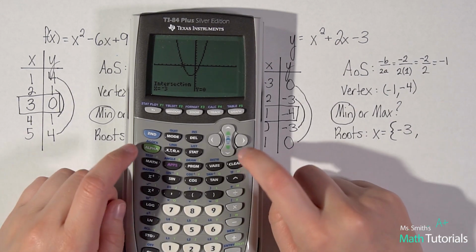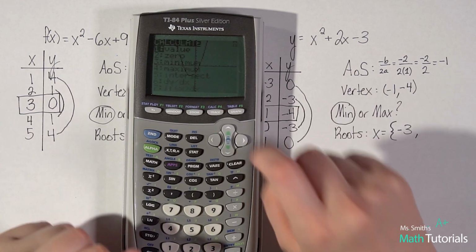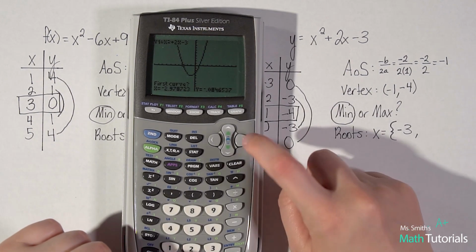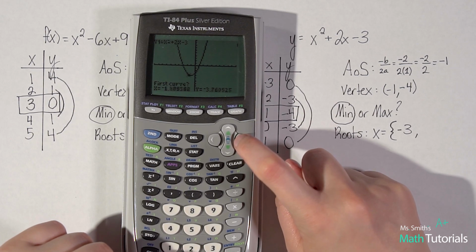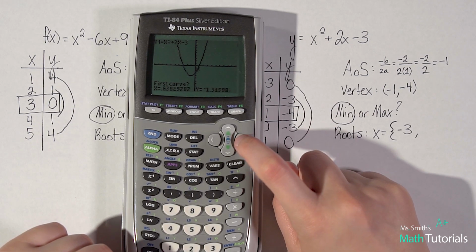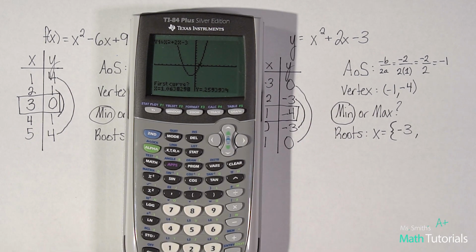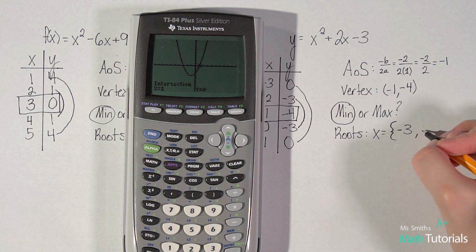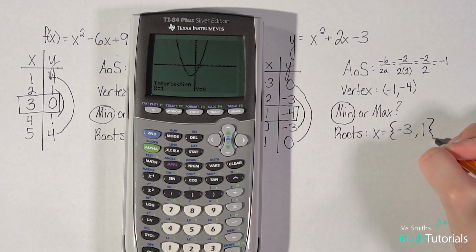Now I know I'm going to have another one over here, so I'm going to go ahead and put my comma in. So I'm going to clear that, do second trace again, intersect 5, and beep, beep, beep my spaceship all the way over to the other side, right there. 1, 2, 3, enter 3 times. And I see that it intersects the x-axis at 1.